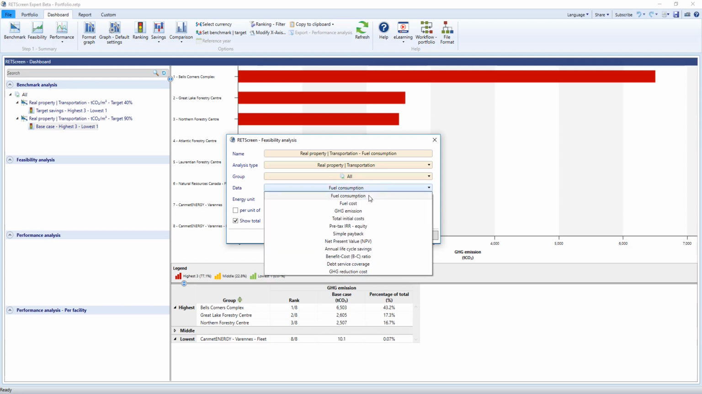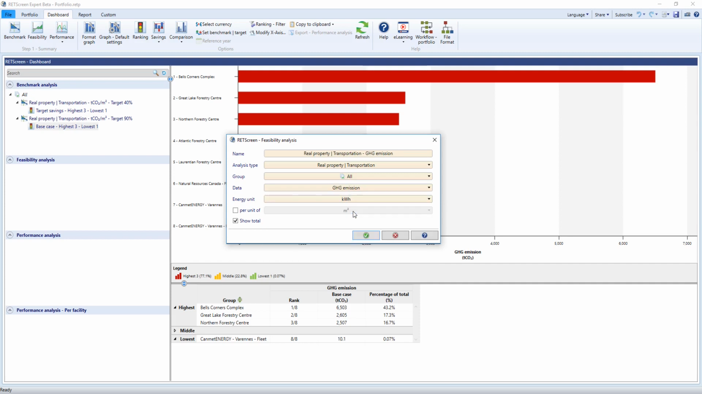Next, the data drop-down allows you to choose what we want to display in our graph. In our files, we can look at energy metrics like fuel consumption, cost, or GHG emissions. We can look at the total cost, or at various financial viability indicators such as net present value, internal rate of return, annual life cycle savings, and more. Let's look at the GHG emissions.